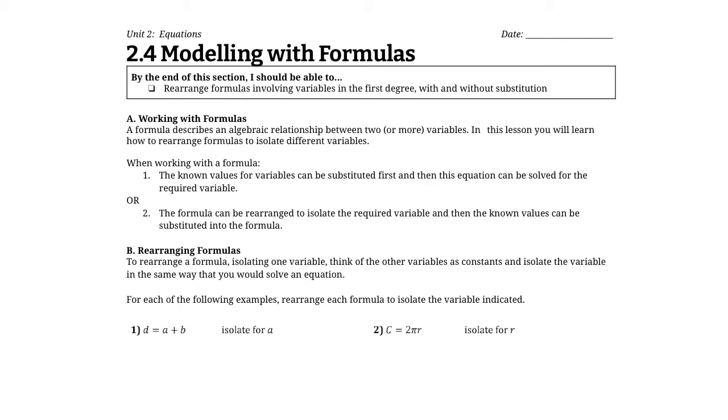Or another way that we could work it is we could start by rearranging the formula first to isolate the required variable that you're looking for. And then once you've put everything into the right spot, you could go ahead and plug in the numbers that are given to you in the question. So in this lesson, we're actually going to focus on using this second method. We're going to rearrange the formulas first and then talk about how we would then solve the equation.